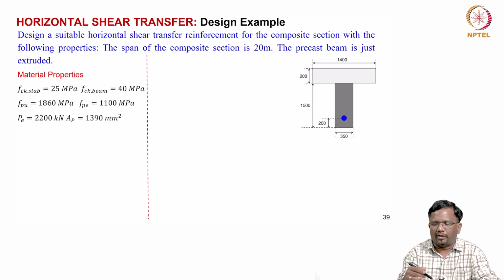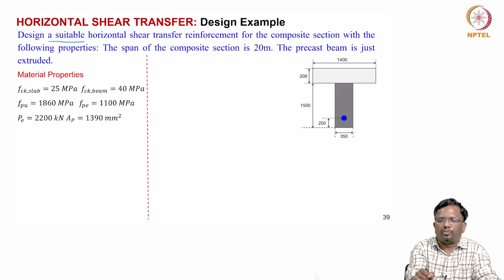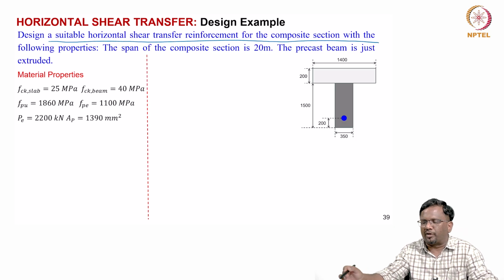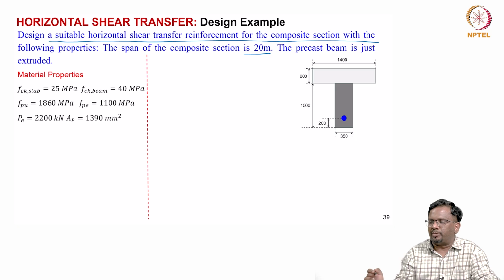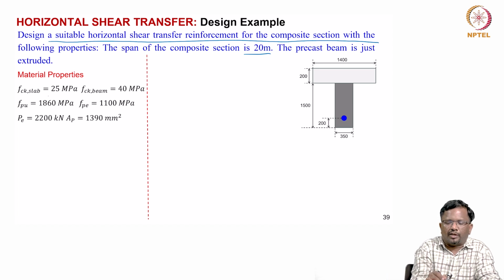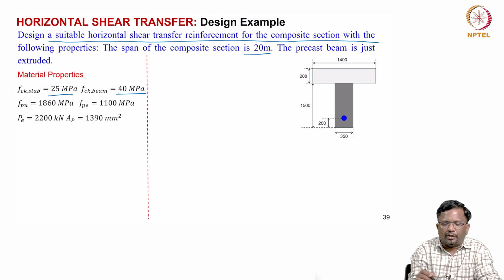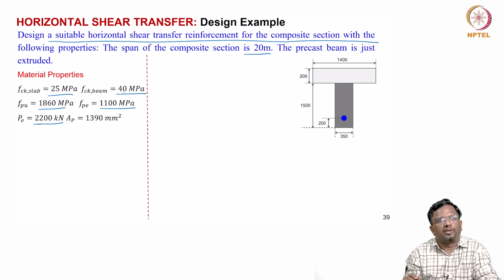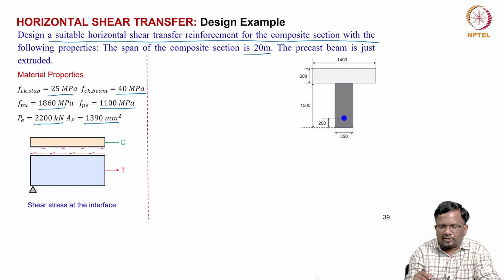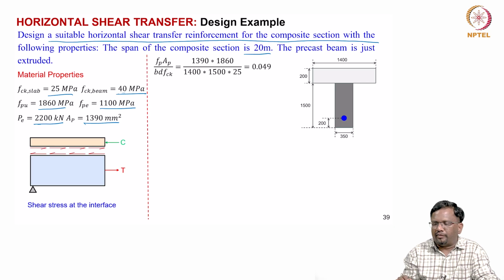Okay. Now, again let us go through a quick example. For the same problem, let us design a suitable horizontal shear transfer reinforcement for the composite section, and the span is 20 meter, and the precast beam is just extruded. That means it has a smooth surface, right, extruded surface. FCK of the slab is 25, FCK of the beam is 40, ultimate strength is 1860, effective pre-stress is 1100, and your effective pre-stress force is 2200 kilonewton, and area of pre-stressing steel is 3090 millimeter square. And these are the stresses that are going to develop, and we have to design for that.